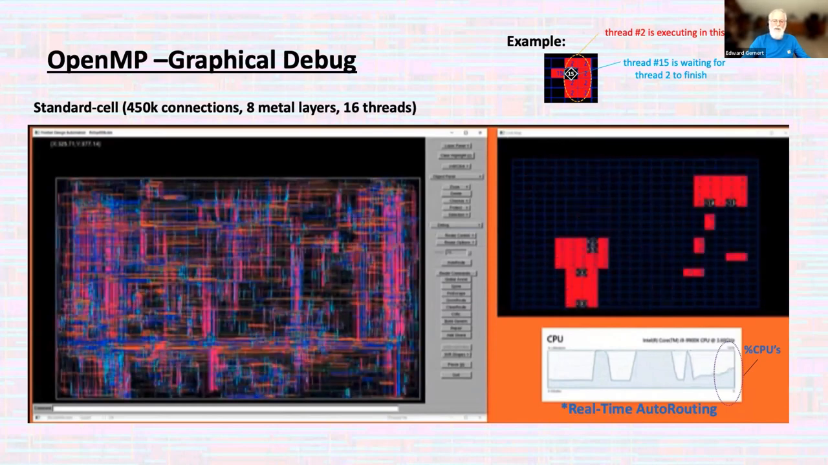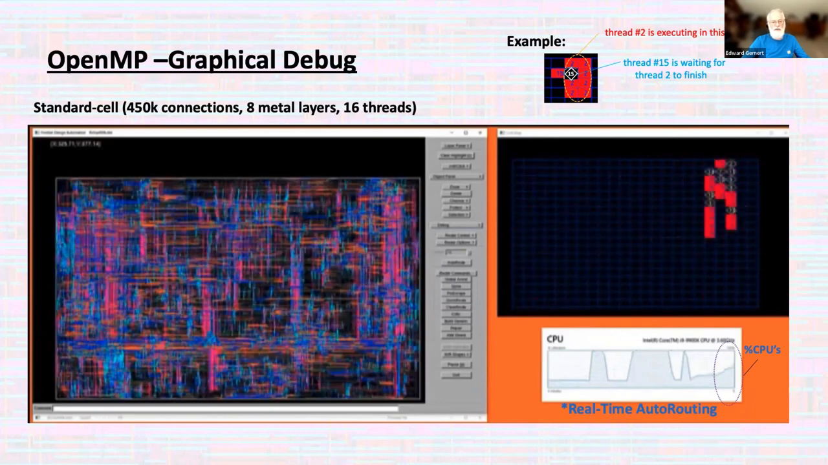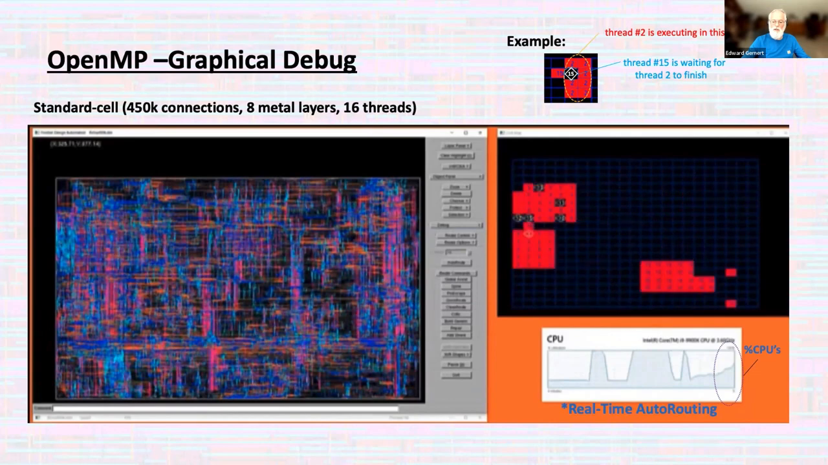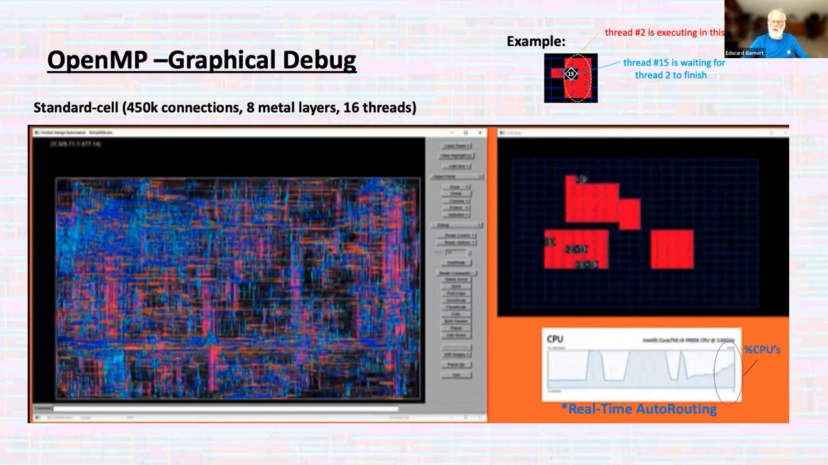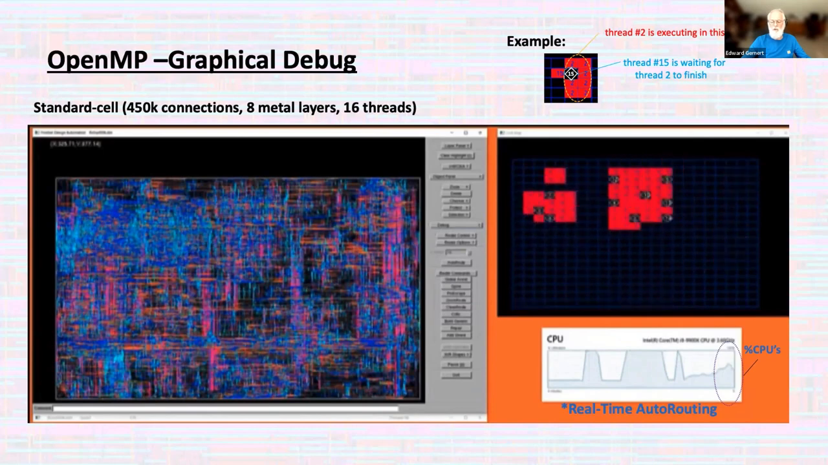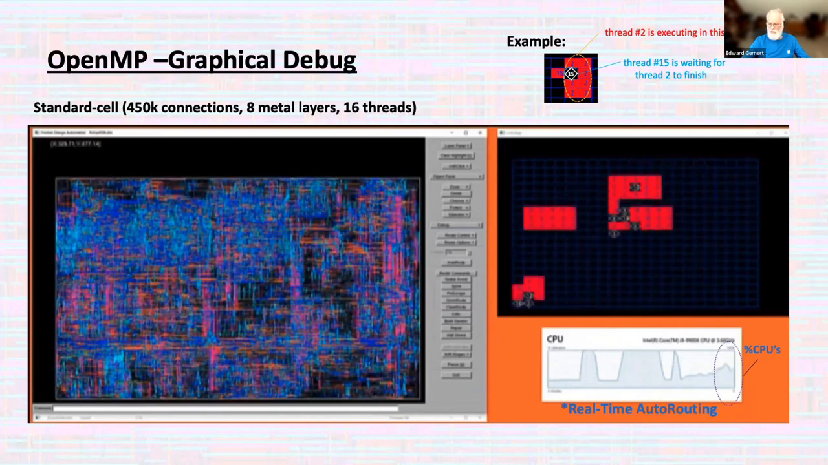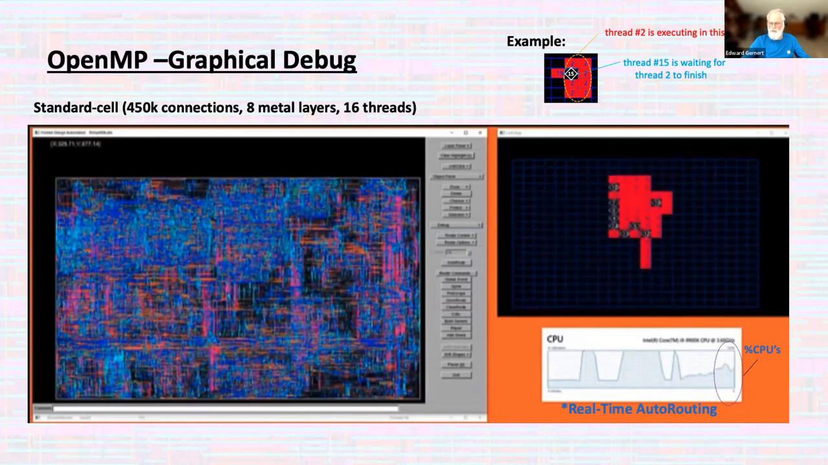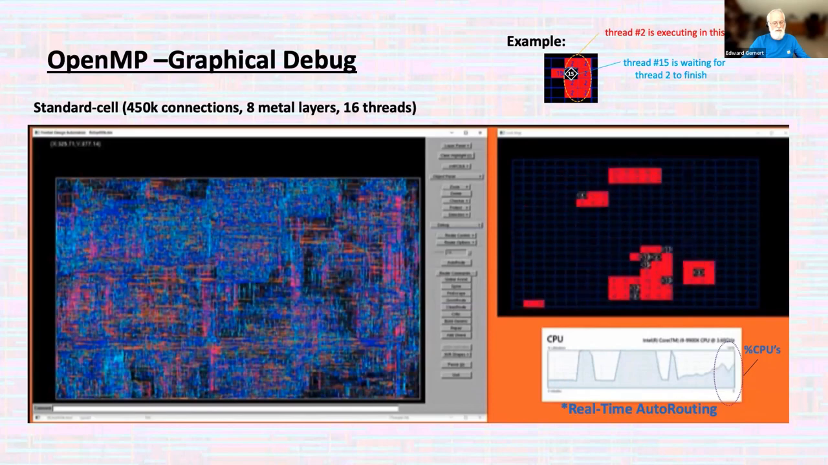So you can see on the left-hand side, this is real-time autorouting for 450,000 connections. It's putting in all the connections. And the top right is just showing a reflection of what the locks are doing. And right now, as it's progressing, we're about 50% utilization. Again, this is real-time on a 450,000 connection design.